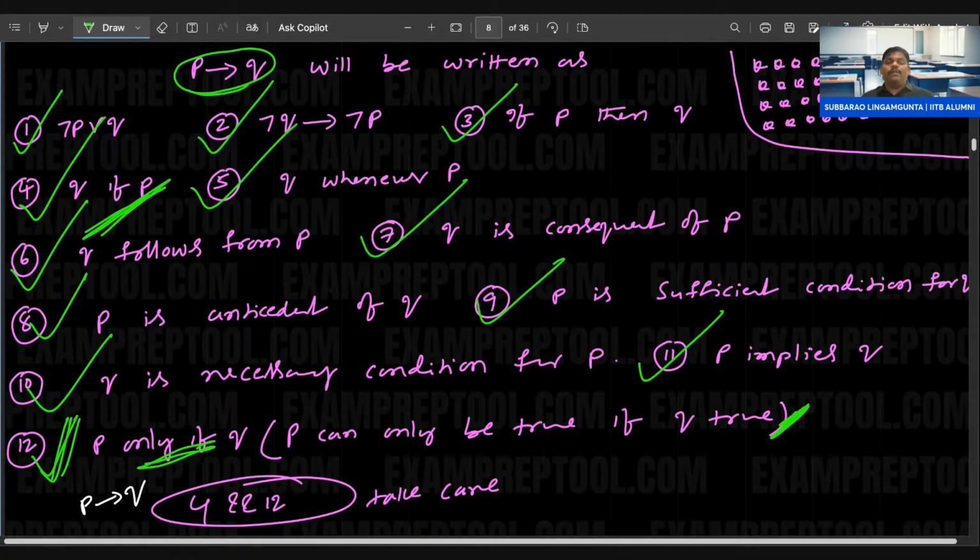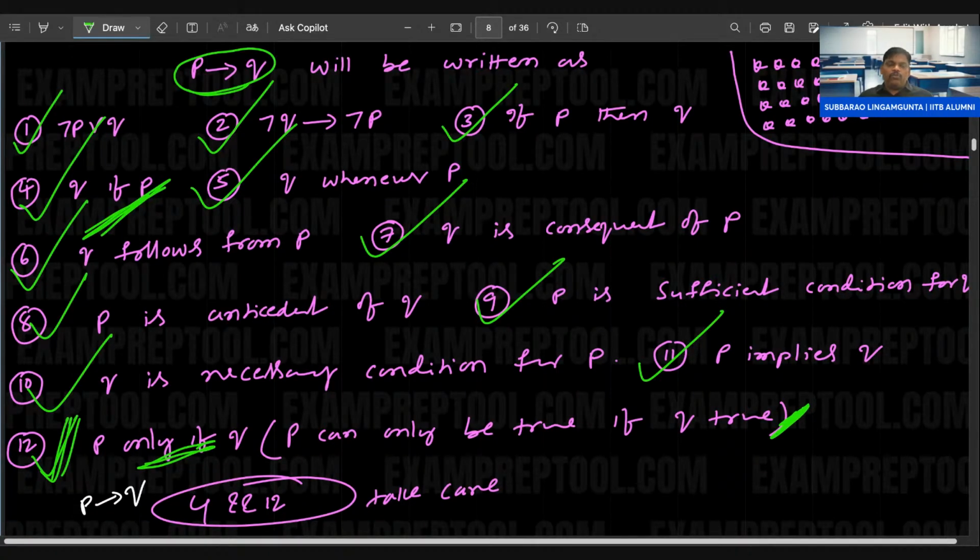Q should be true if P is true. That is the meaning of the 12th line. So fourth line, 12th line, please take care. Remaining all are normal. It's a very normal thing.